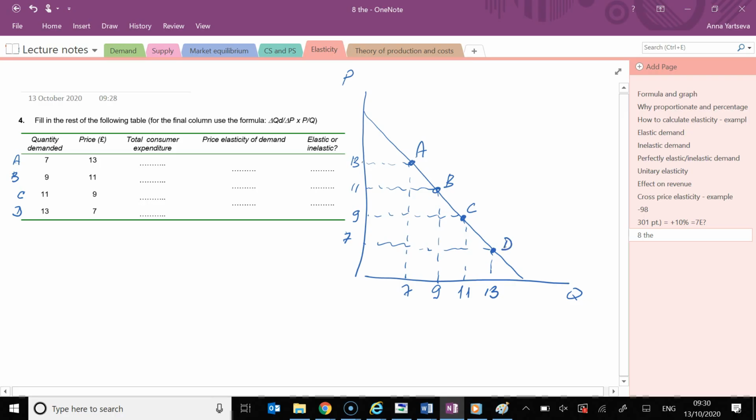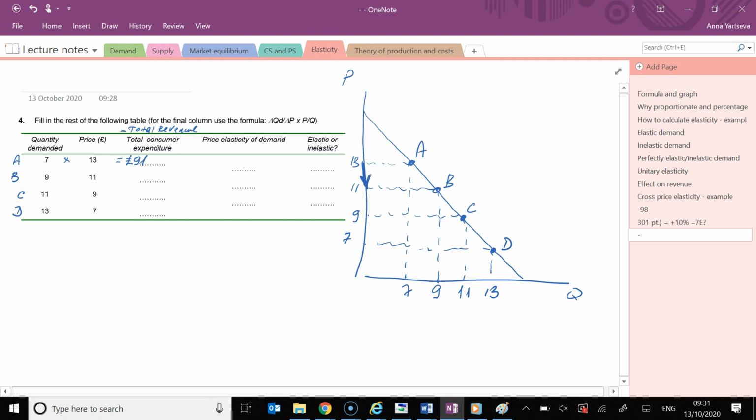Let's see how this affects consumer expenditure on this product. At point A, consumers are buying 7 units at 13 pounds each, which makes the total expenditure equal to 91 pounds. This is our total revenue because consumer expenditure is the firm's revenue. So when we sell 7 units at 13 pounds, our total revenue is 91. Let's imagine that these were our sales yesterday. We've been at point A and we think we need to do something about this. We need to increase our sales. The best way to promote our product is to drop the price. So we are reducing the price by 2 pounds.